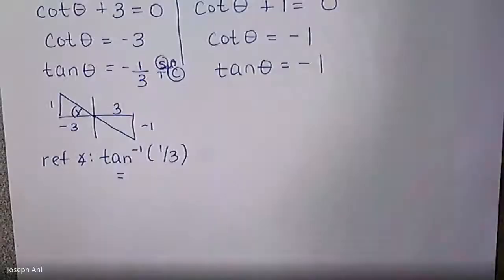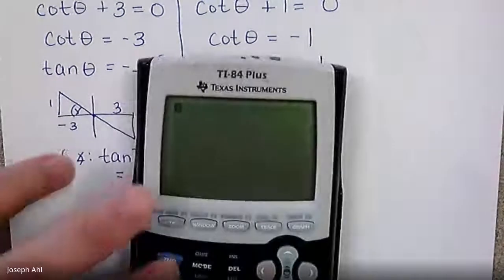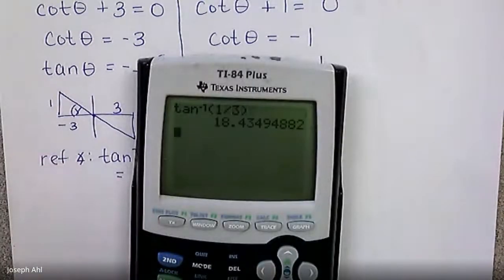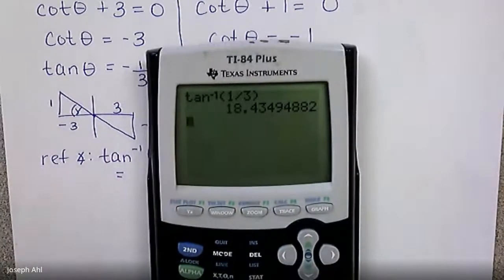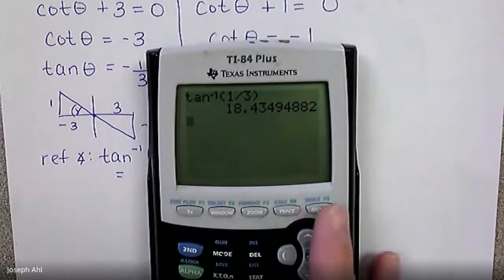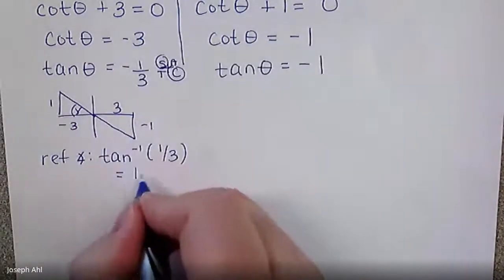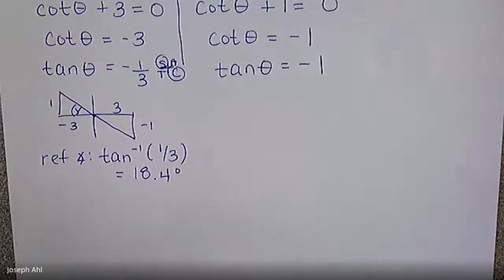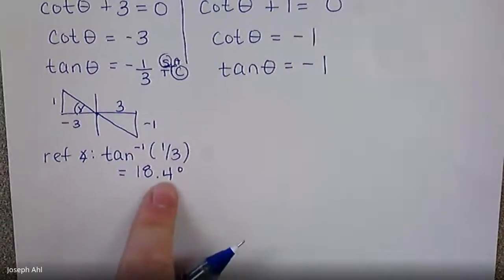And I'm going to do this in degrees. So if I make sure my mode is in degrees, yes, it is. Okay, tan inverse of 1/3 is 18.4 degrees. And I said round to the nearest tenth if needed. So we've got 18.4 degrees there. That's actually not one of the answers, though.